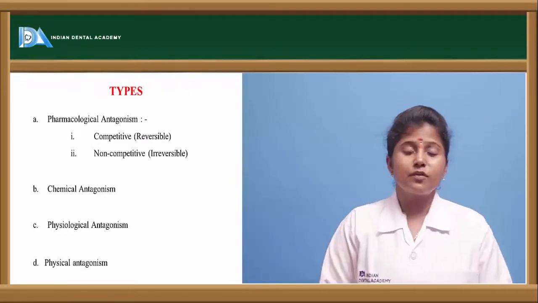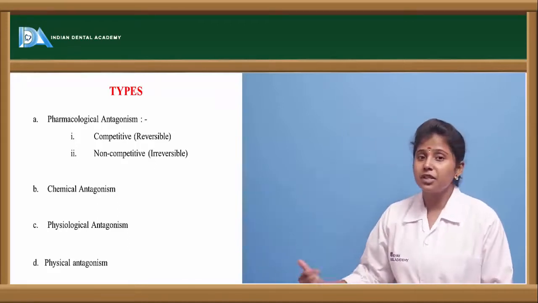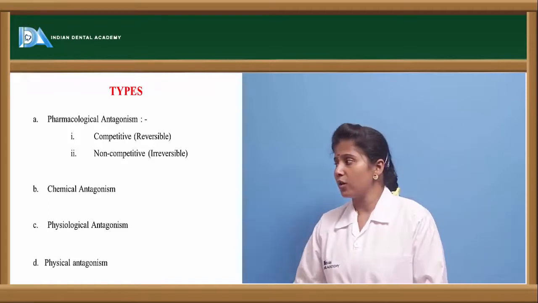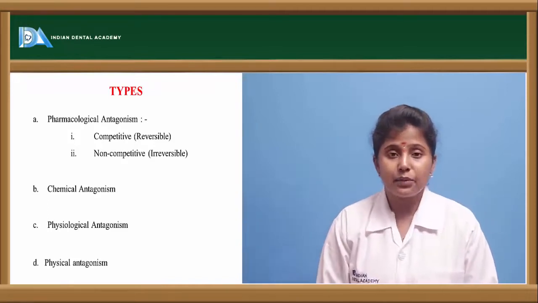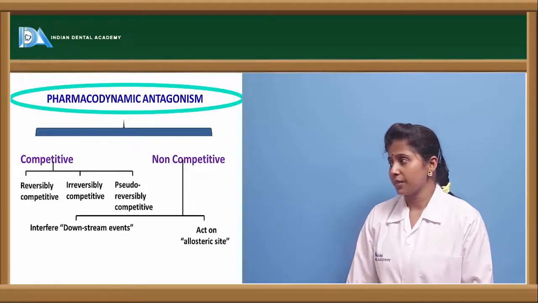And if we see the types of antagonism, there are various types like pharmacological antagonism, which is further divided into competitive antagonism and non-competitive antagonism. The other ones are chemical antagonism, physiological antagonism and physical antagonism.